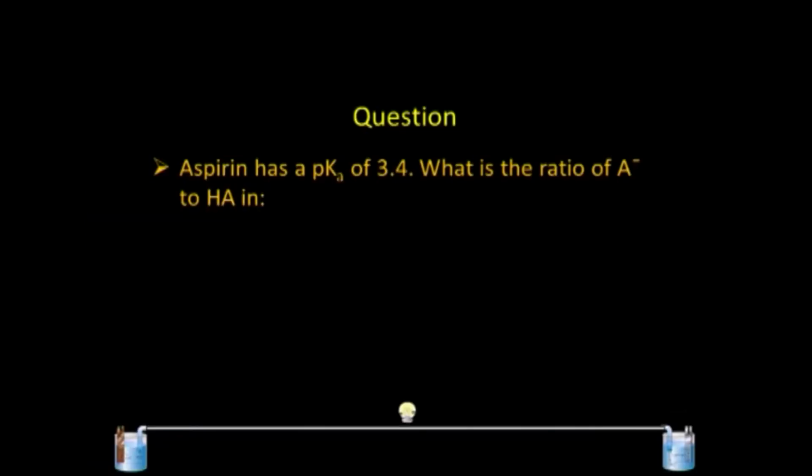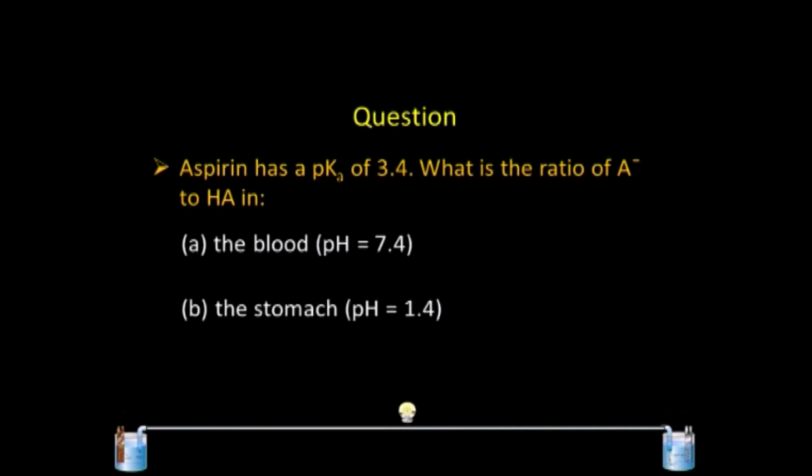To make it more clear, let us consider a simple question. Aspirin, which is a well known drug, has a pKa of 3.4. Now for this compound, what will be the ratio of A minus to HA in blood and in the stomach? The pH of the blood is about 7.4, and in the stomach the pH is more acidic and is close to 1.4.